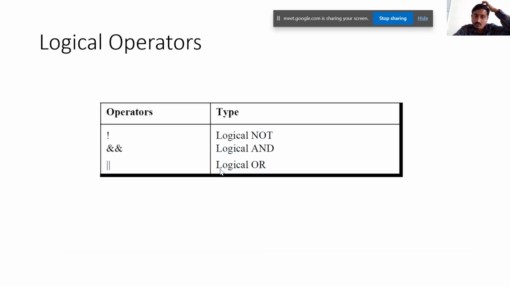Then we have logical operators. Sometimes you want to combine multiple conditions. For example, if you want to grade a student as per their achieved marks.